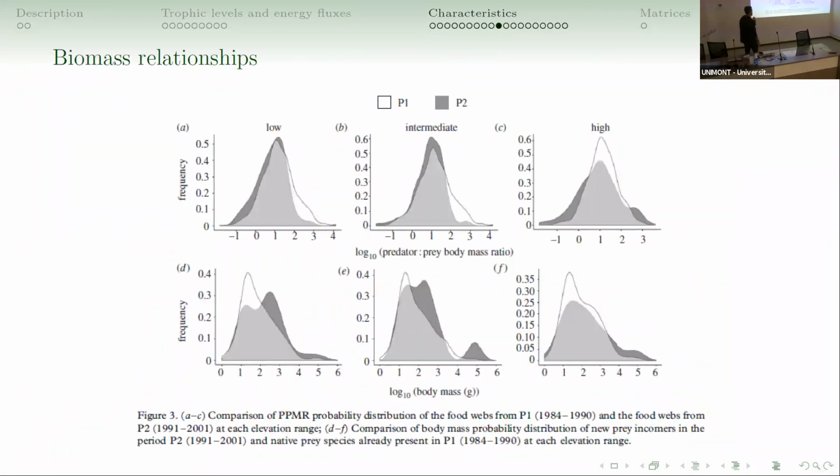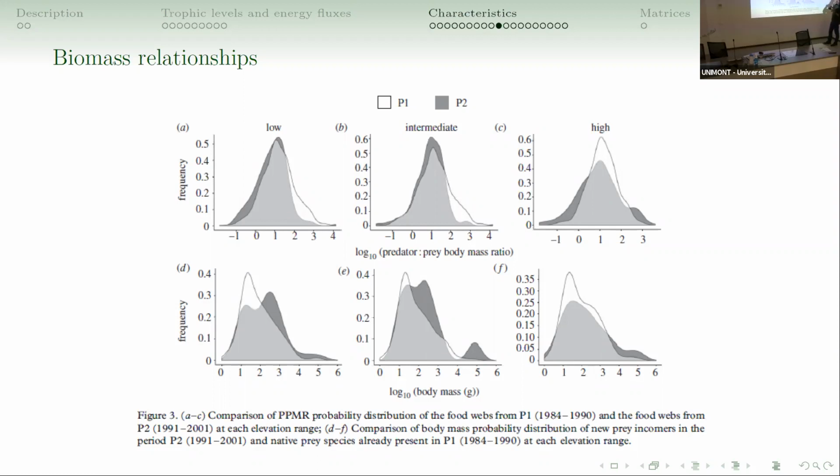To give you an example, here in this work we compared what is called the predator-prey mass ratio. Right? For that food web in the Pyrenees, we were studying the community at low elevation, intermediate elevation, and high elevation. And this is the distribution of each couple of predator-prey mass ratios, so the mass of the predator divided by the mass of each prey. And then it has a distribution, right? Now let's look only at the top ones.